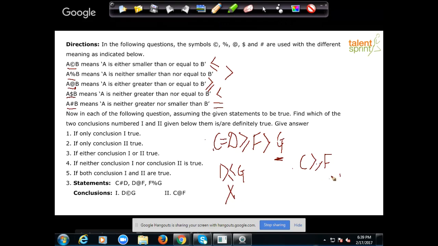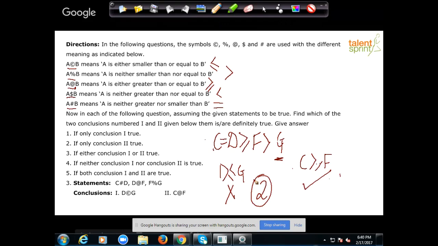Now let us look at conclusion number 2. From the above inequality, boys and girls, if we just hide D, you will see that C is greater than equal to F, which is clearly what is written in the second conclusion, which means that conclusion 2 is true, and therefore our answer is only conclusion number 2 is true.